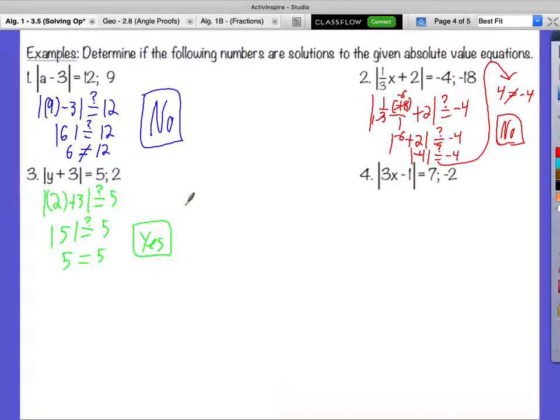Oh, I put in the wrong number. So does that work? Okay. So what's negative 6 minus 1? It is negative 7. So the absolute value of negative 7.